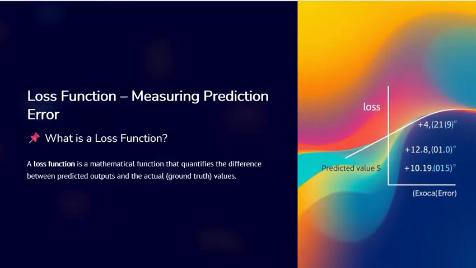So the next is the loss function, that is measuring prediction error. So what is a loss function? A loss function is a mathematical function that measures the difference between the predicted output of the model and the actual output, that is the true value. It tells the network how wrong it is and provides a quantitative signal that is used to improve the model through training. The goal of training a DNN is to minimize this loss over all training examples.